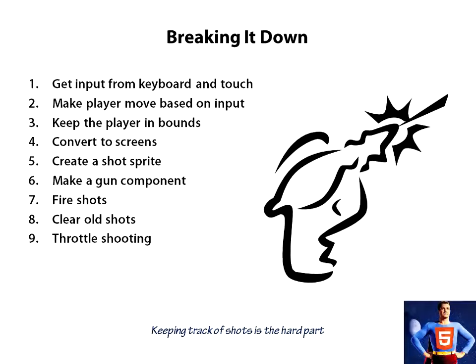And then finally, we're going to implement some throttling. Without throttling, a player could just shoot as rapidly as they want to, and we really don't want to have that capability in our game. We want to make things a little bit more challenging, so we're going to figure out a way to make it so that a player can only shoot every so many seconds.